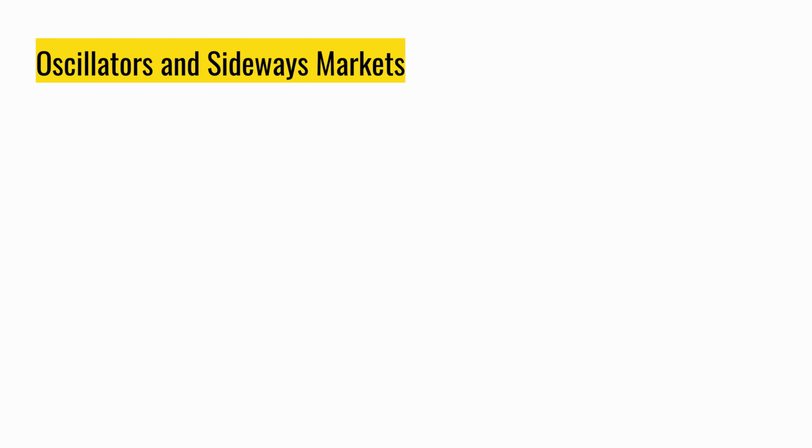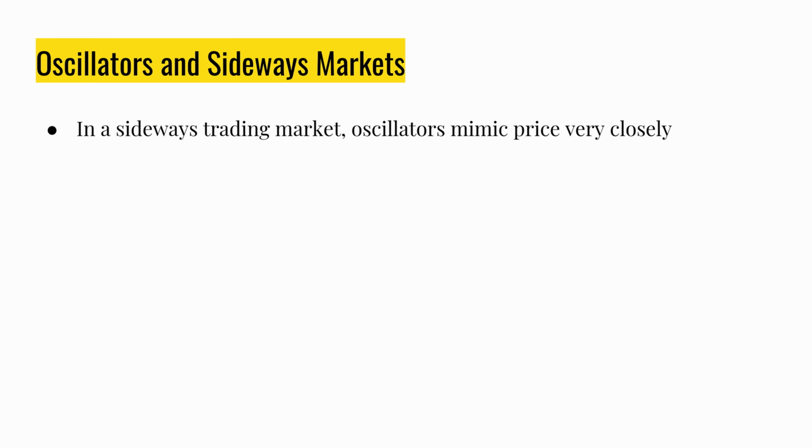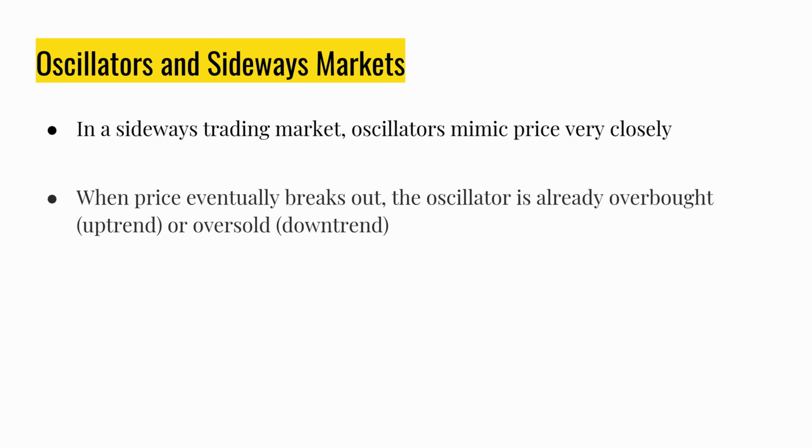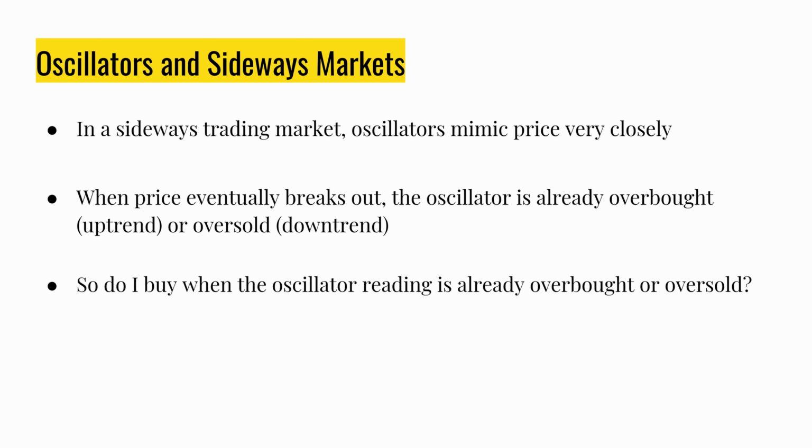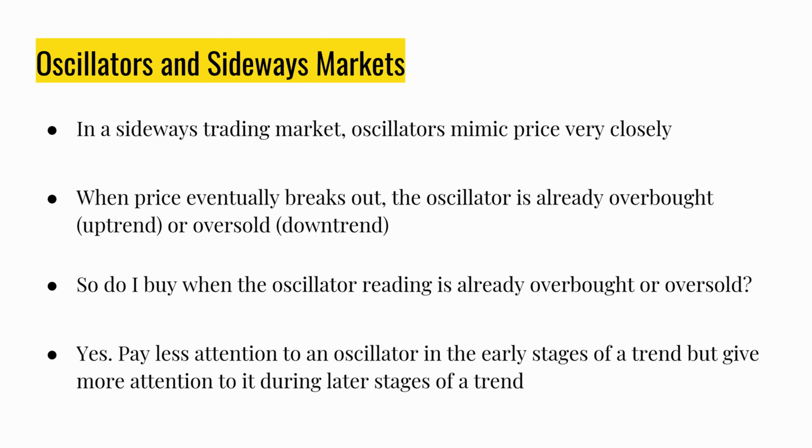The final topic we'll be going over is how oscillators act in a sideways market. In a sideways market, oscillators mimic price very closely. However, when price eventually breaks out, the oscillator is already overbought in an uptrend or oversold in a downtrend. So this brings up the question of whether I should buy when the oscillator rating is already overbought or oversold. Many analysts say yes: at the beginning stages of a trend, oscillators are not really important and things can get overextended for a while. Oscillators only start playing a bigger role towards the later stages of a trend.